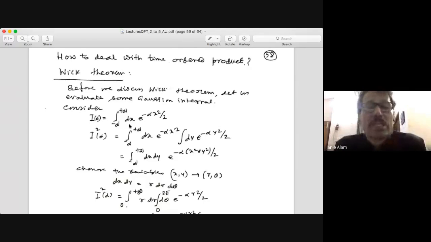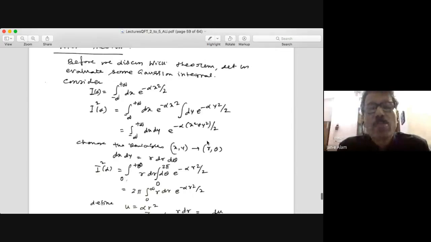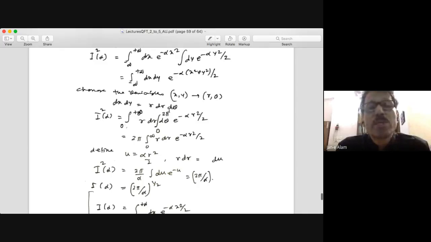Consider a Gaussian integration which you are doing from minus infinity to plus infinity dx e to the minus alpha x square by 2. The standard technique to do this integration is to square it, and you will see why I am squaring it. I_alpha squared is this times dx e to the minus alpha x square by 2 times dy e to the minus alpha y square by 2, because x and y are dummy variables. Okay, this I can write as integration over dx dy e to the minus alpha (x square plus y square) by 2. Now I change variable from x, y to r, theta, from Cartesian to polar coordinates, and then dx dy will be r dr d theta. So I put here r dr d theta.